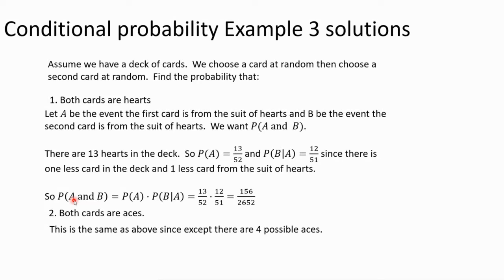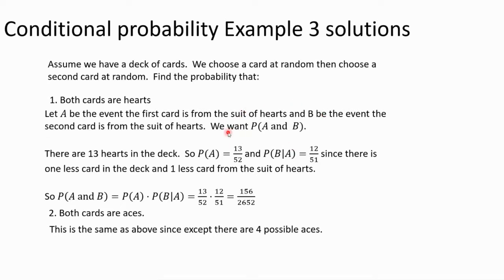Okay, well, we're going to let A be the event the first card is from the suit of hearts. B is the event that the second card is from the suit of hearts as well. So we have our events A and B, and we want the probability of A and B.